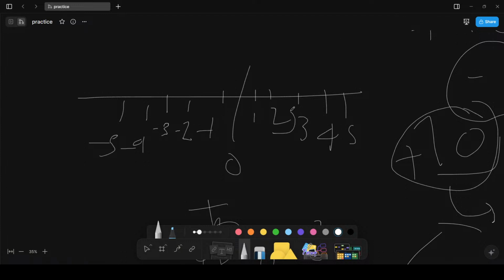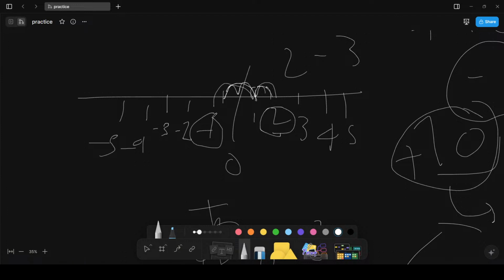At first we are at 2, then as it is 2 minus 3, we go 3 steps backward. So we start at 2, 1 step backward, 2 steps backward, and 3 steps backward, and we land on minus 1.